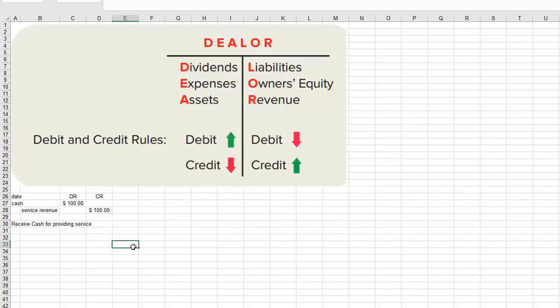No such thing as debits are good, credits are bad. So I want to make sure that that's an important point that some students struggle with. All right, we also need to add a date up here and a description in this journal entry.